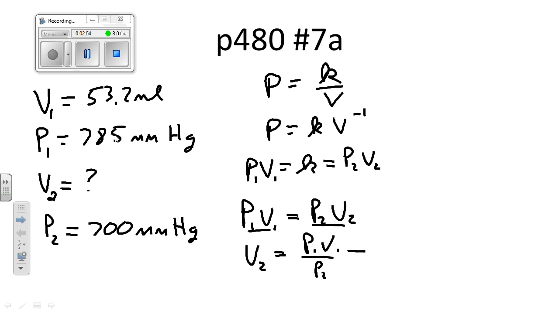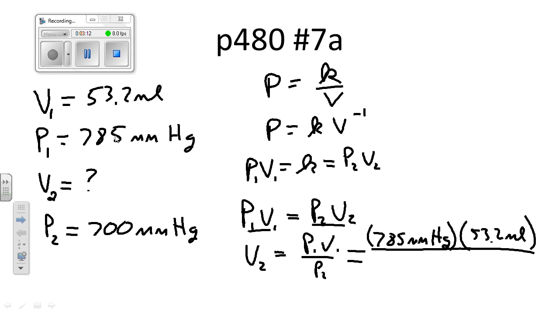Let's go ahead and put those numbers in down here. That pressure 1 was 785 millimeters of mercury, and we're going to multiply that by the volume originally, which was 53.2 milliliters, and we'll divide that whole thing by the new pressure, which is 700 millimeters of mercury. So when we do this, the millimeters of mercury will cancel out. We'll end up in milliliters, and the value for this is 59.7 milliliters.